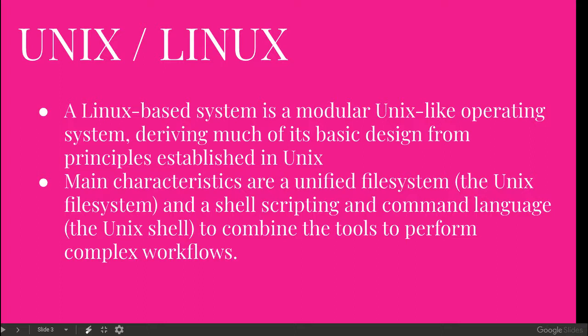And then the main characteristics: there is the Unix file system, and then shell scripting, and a command line. So this is the Unix shell. We use the Unix shell to interact with the kernel, and then we tell the kernel what we want it to do. And some programs that we use every day make use of the shell in the background and then contact the kernel to perform their activities.